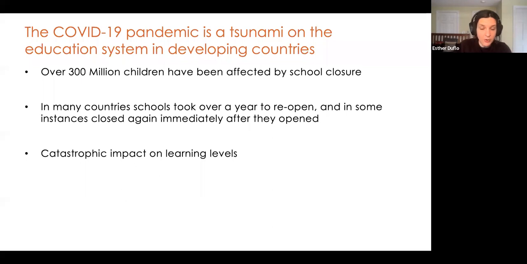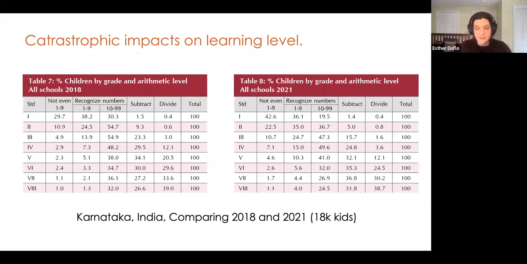And from what we know, although the picture is just in the process of emerging, this had a catastrophic impact on learning levels. Here's a snapshot of data we know from India, looking at learning levels of a large sample of children in the state of Karnataka. This is 18,000 children. This survey is done in people's homes, so it's unrelated to their being in the school or not. And what you're seeing is that in 2018, the learning levels were not spectacular. We'll go back to that.